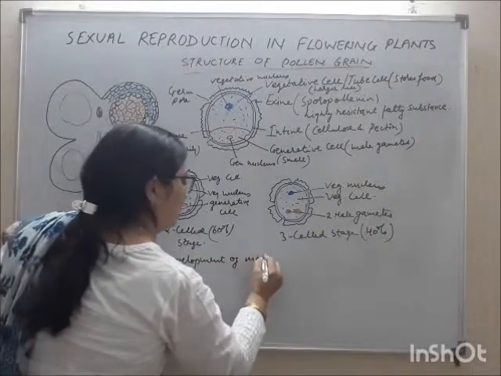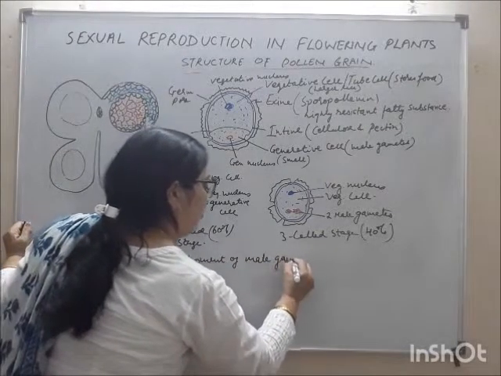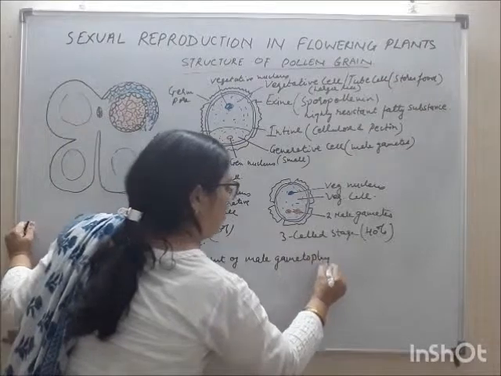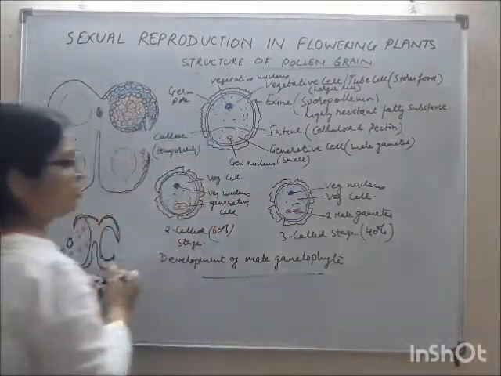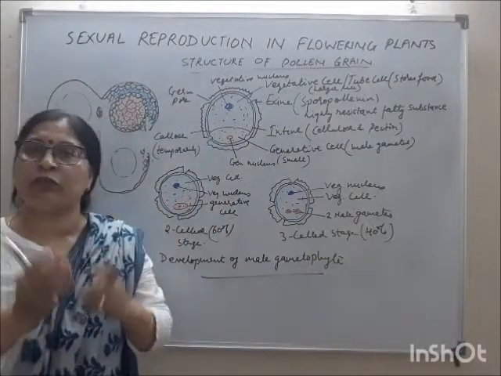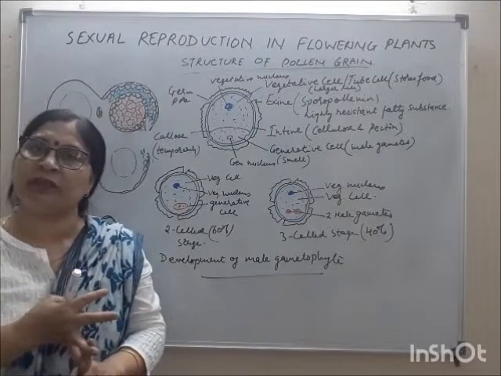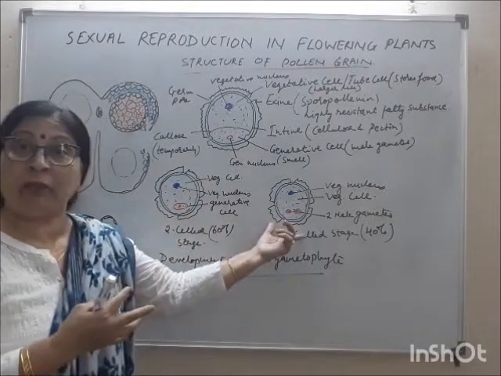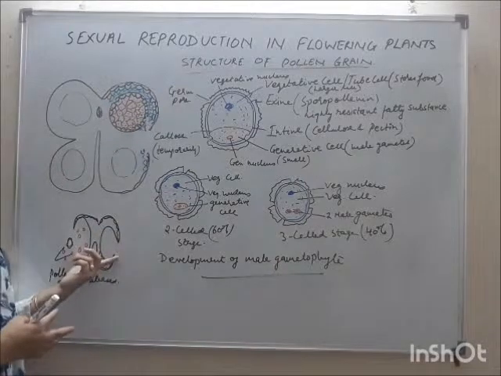This is the dehiscence of anther, and here it is the development of male gametophyte. So we have done the structure of anther, we have done microsporogenesis, then structure of pollen grains, then development of male gametophyte and dehiscence of anther.